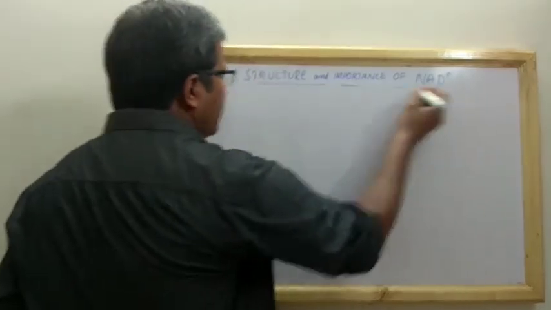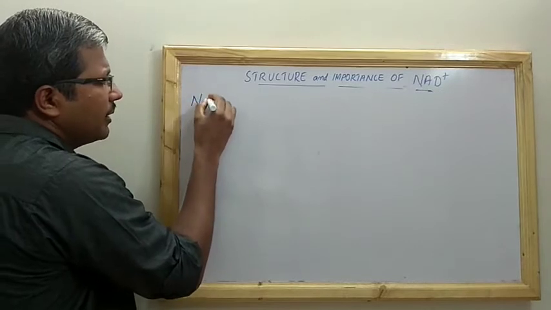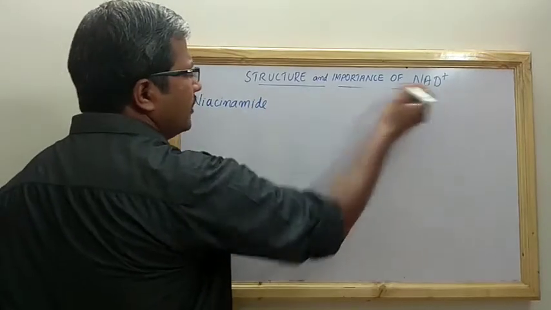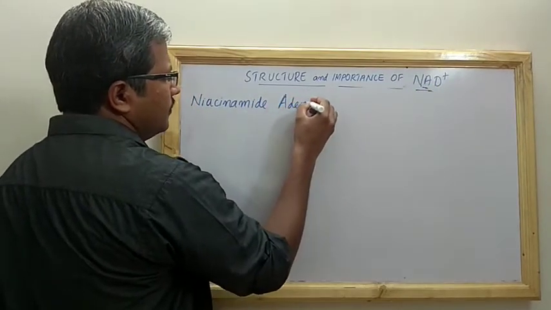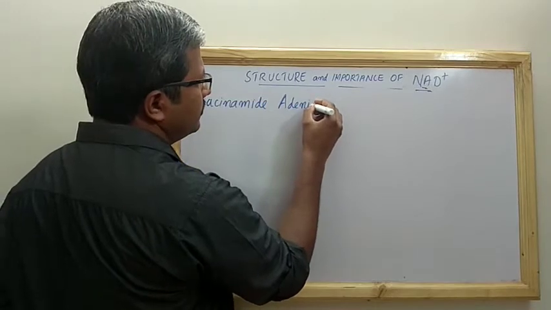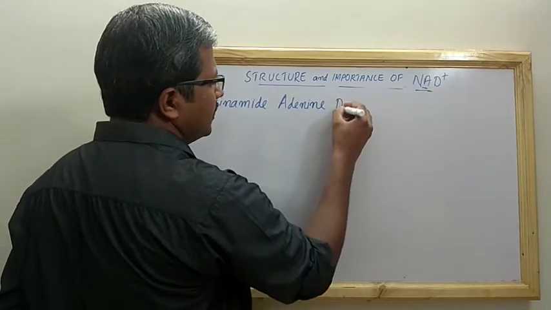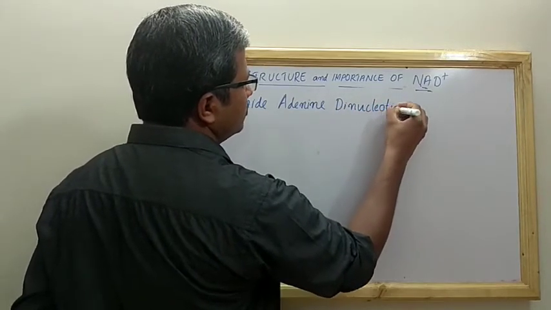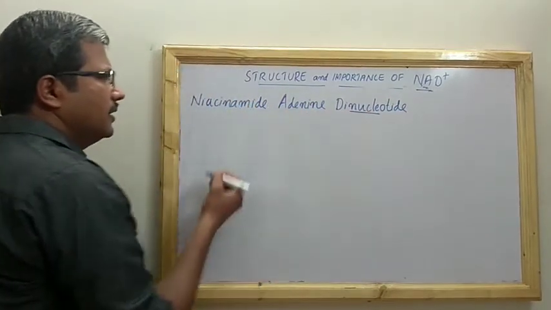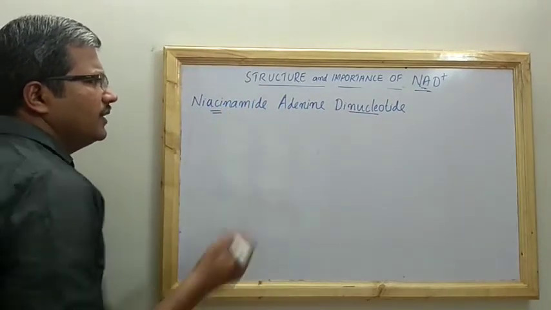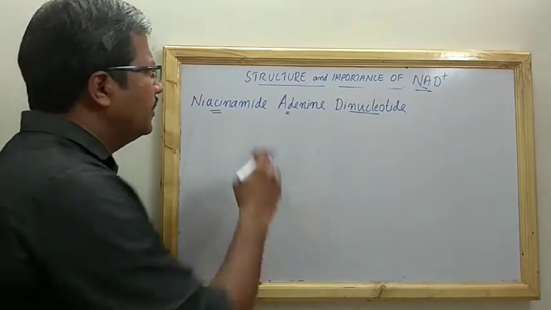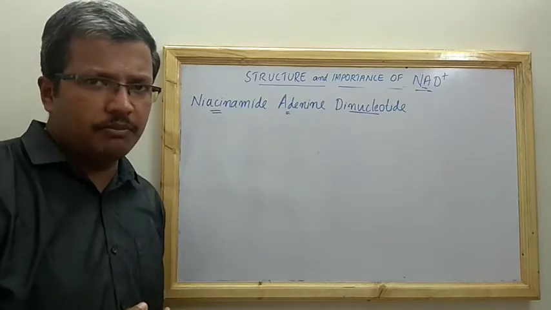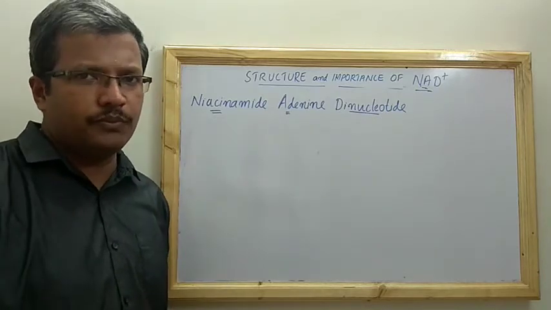NAD, what is its full form? Niacinamide or nicotinamide, I'm just writing niacinamide. Adenine. Dinucleotide. So two nucleotides are linked. First nucleotide is the niacinamide and second one is the adenosine. So niacinamide adenine dinucleotide is actually the NAD+. It is otherwise known as nicotinamide also.